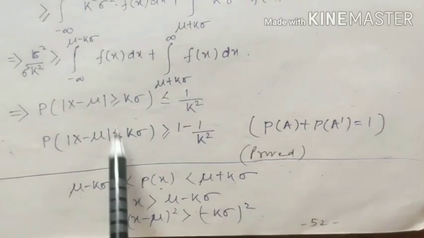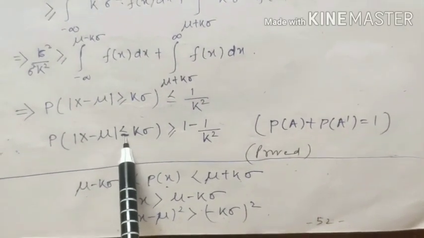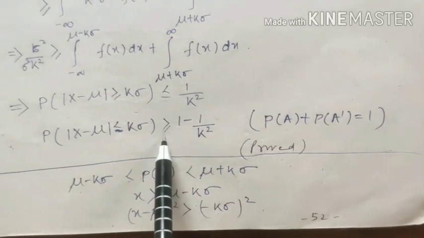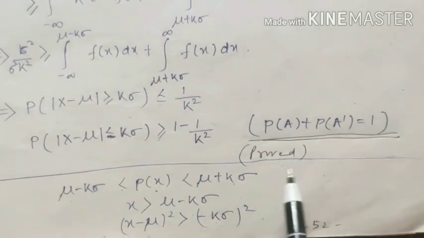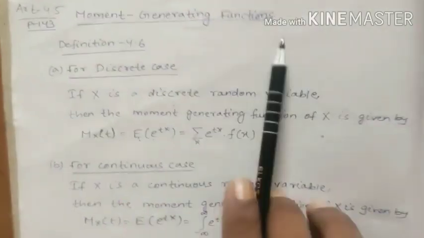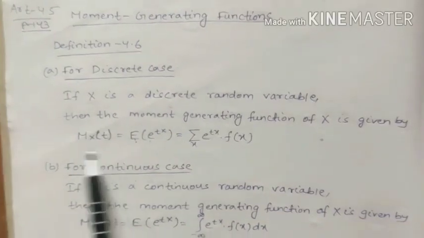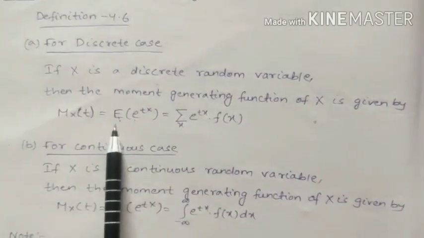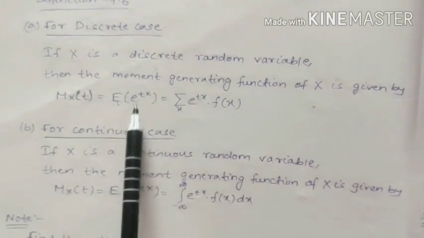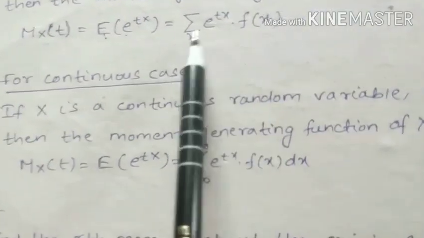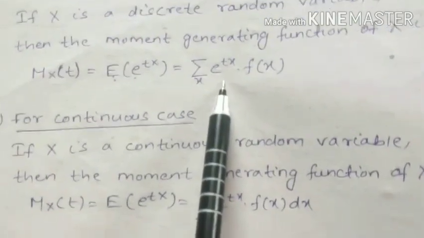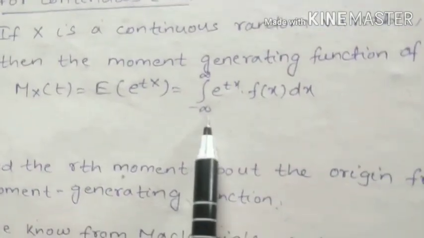Therefore, just alternate the inequalities: greater than or equal to, less than or equal to, then automatically less than or equal to, greater than or equal to, because of the probability formula that equals 1. Hence put the moment generating function. For the discrete case, Mx(t) is the expectation of e to the power tx, that is, the summation of e to the power tx times f(x). For the continuous case, the integration from minus infinity to infinity can be taken.